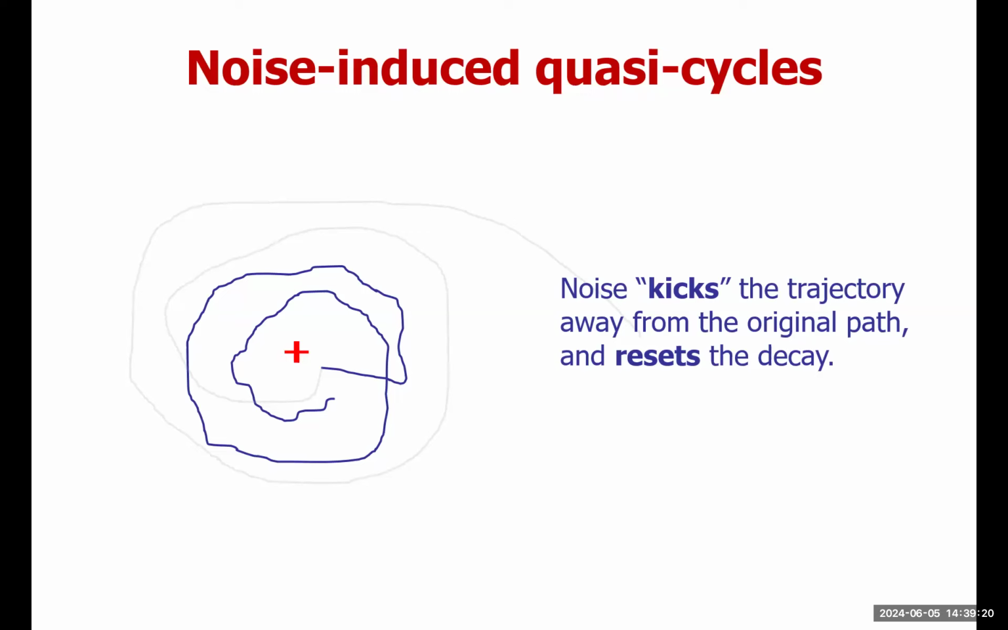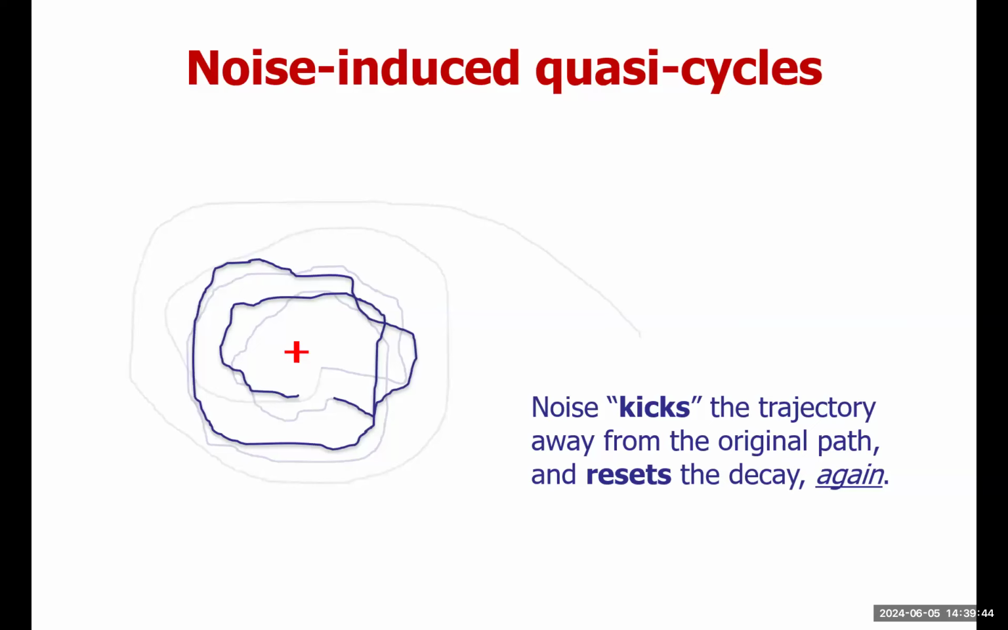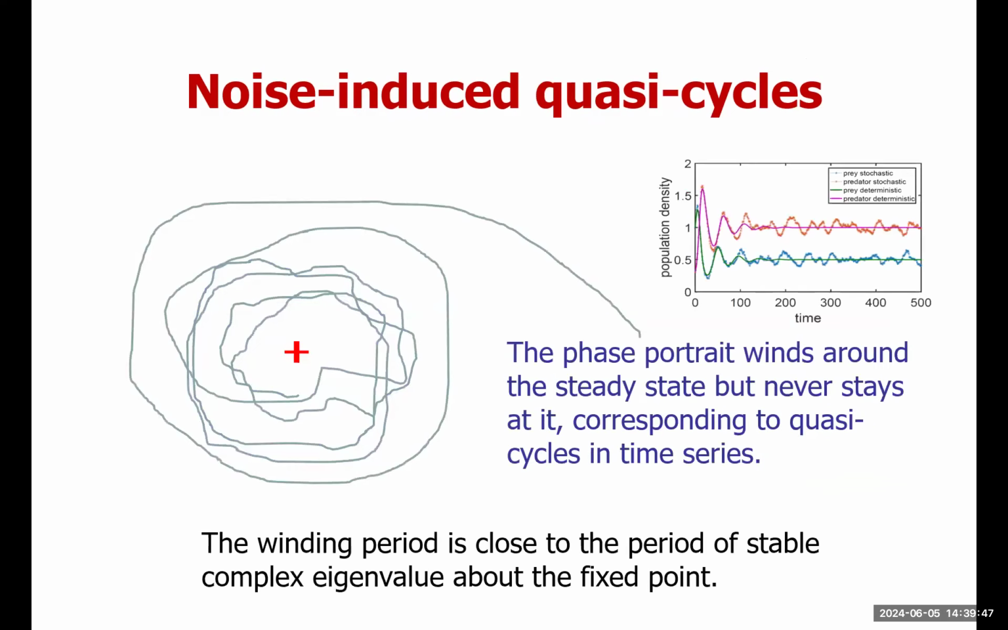The birth creates one more sheep. The death creates one less sheep. The predator makes a baby, you get one more. Those are discrete jumps. And so there's a jump like this. It's going in like this, it's coming to here. You think it's going to spiral into this, and then it's kicked out, and then it starts all over again. That's the noise, and it keeps happening multiple times. And so what ends up happening is the phase portrait winds around the steady state, but never gets there. And this corresponds to these cycles here.